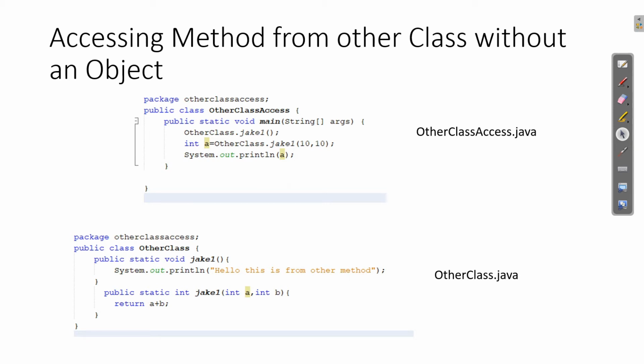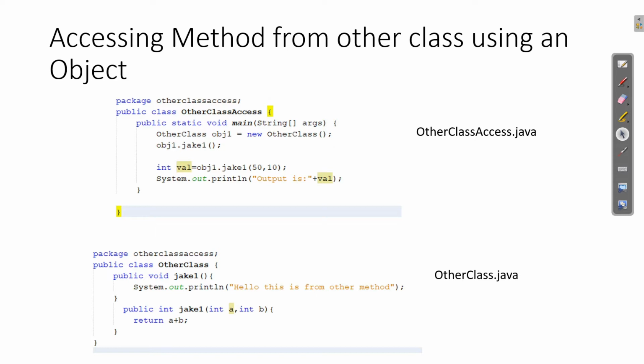So next topic natin is how we can access a method from other classes without an object and then using an object. Okay, so meron tayong dalawang paraan. So check natin ano ba yung difference ng dalawa. Pero actually, in this case, pareho lang sila ng ginagawa. Okay? So ano bang advantage nito?